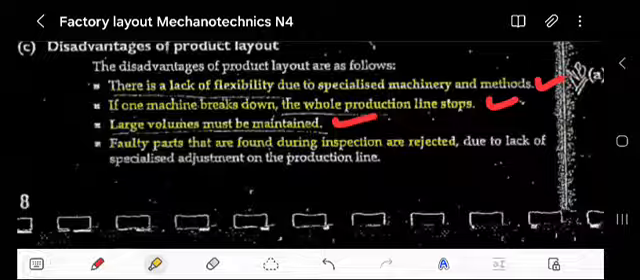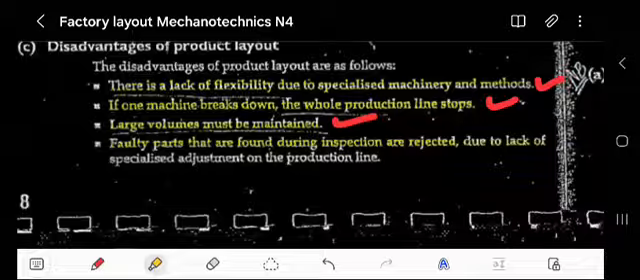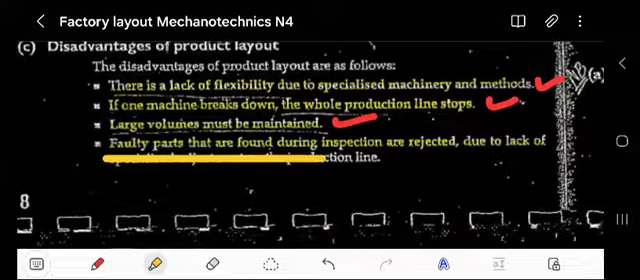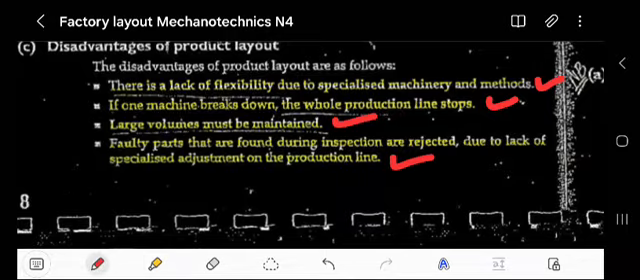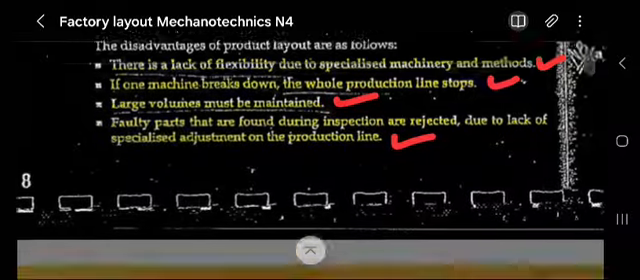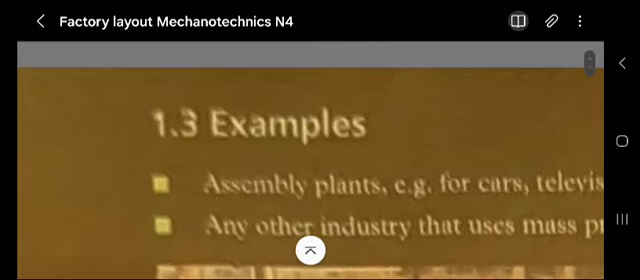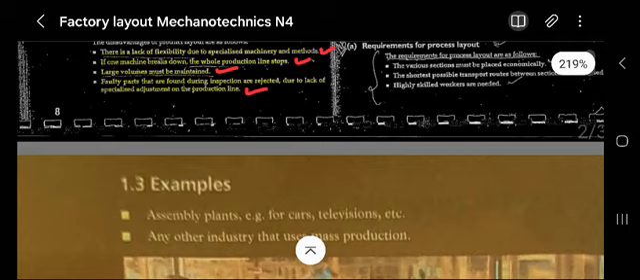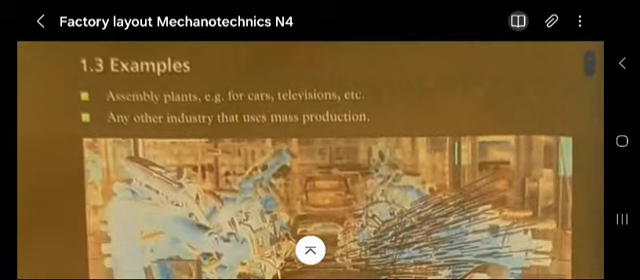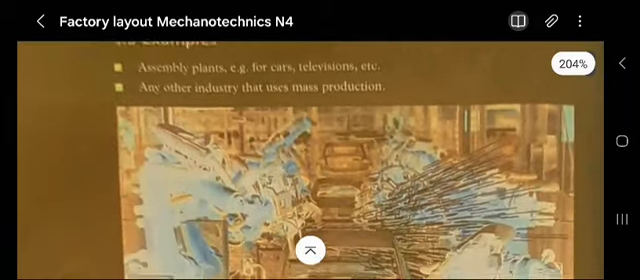There must be precision. If it's 20 meter, it must be 20 meter. Everything must be accurate, due to the lack of specialized adjustment on the production line. You see, this is specified. These are nice points. So let's check the examples here.